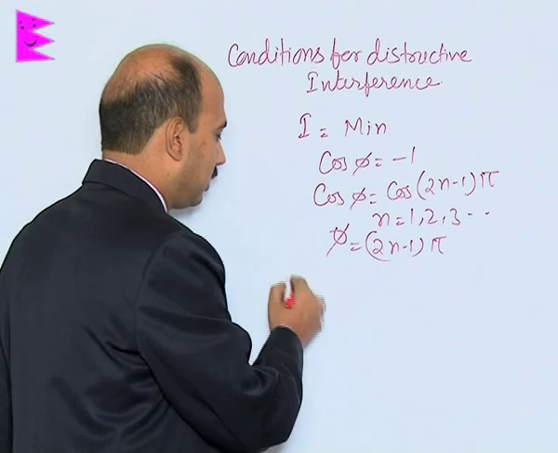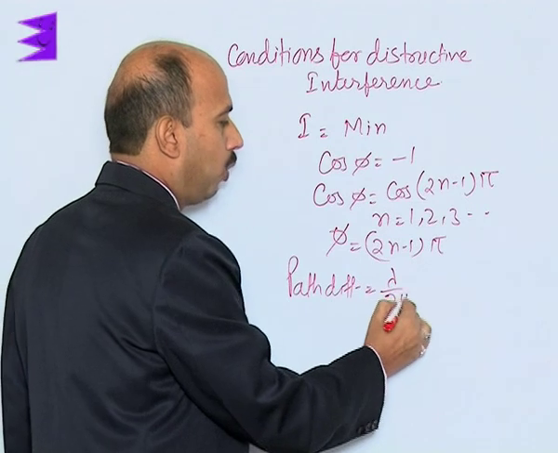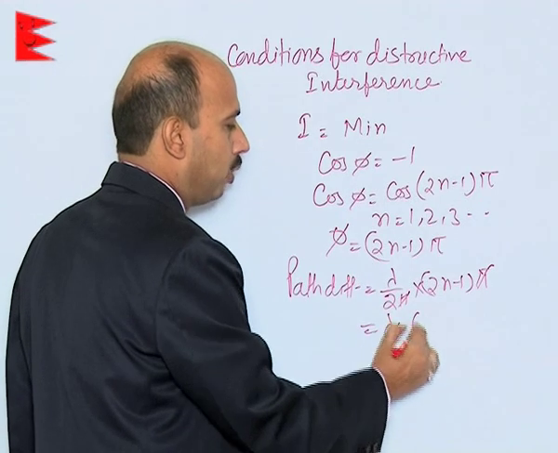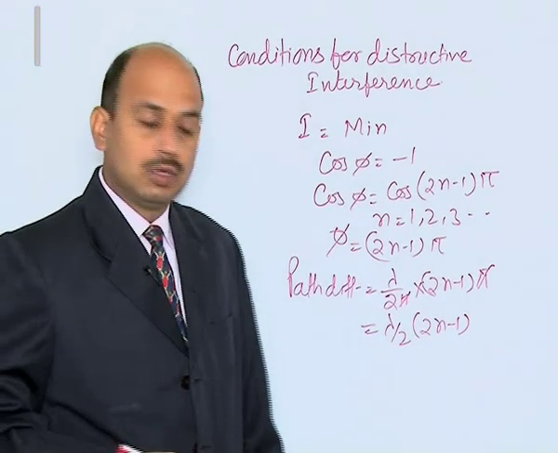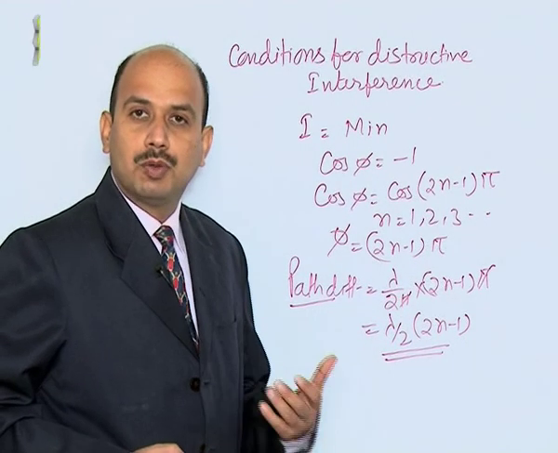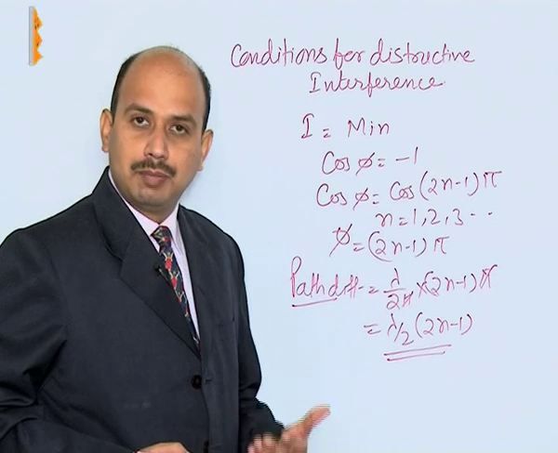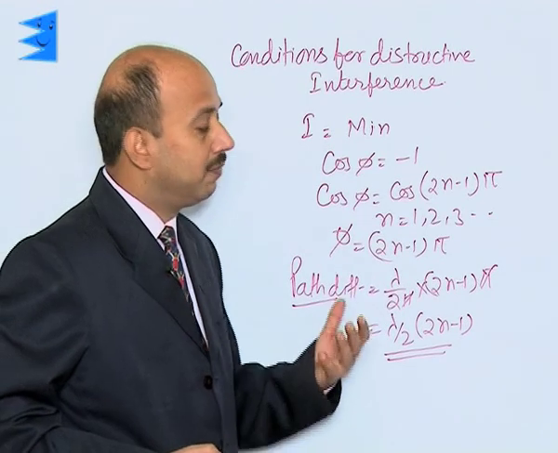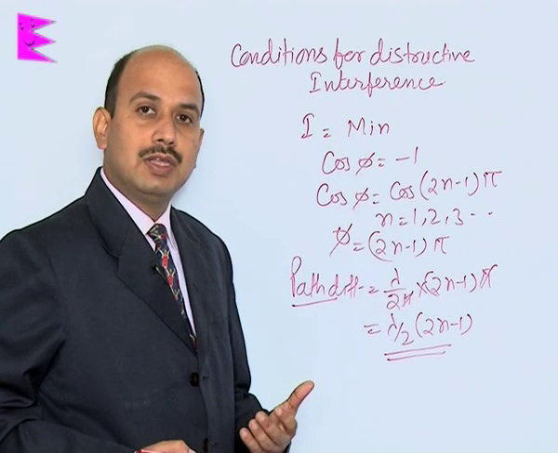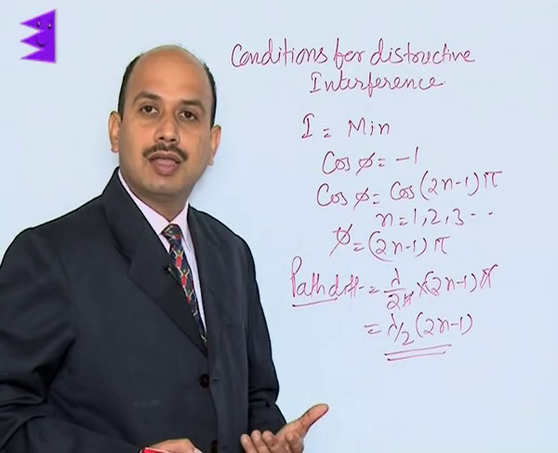And now, we can write the path difference. Path difference is equal to lambda upon 2 pi into (2n minus 1) into pi. So, pi will get cancelled. So, lambda upon 2 into (2n minus 1). So, path difference should be an odd integral multiple of half of the wavelength. So, whenever the path difference is this, then we will be getting intensity minimum, and on the pattern the fringes will be the dark fringes. So, we can get the bright fringes and the dark fringes according to the given conditions, depending on the phase difference and the path difference.